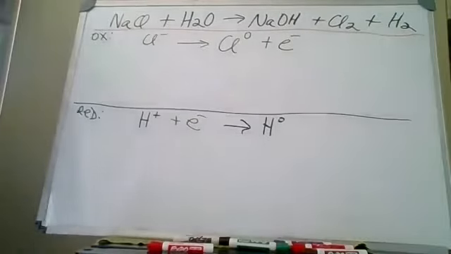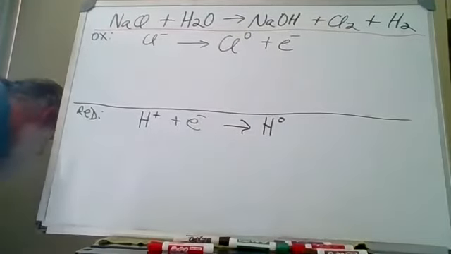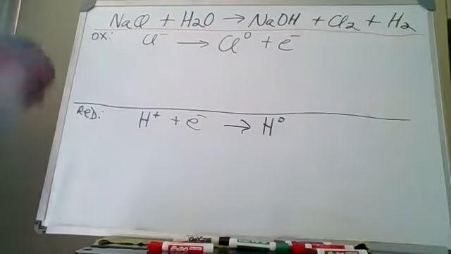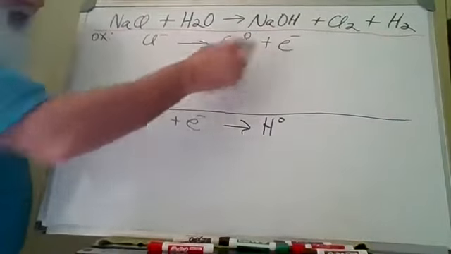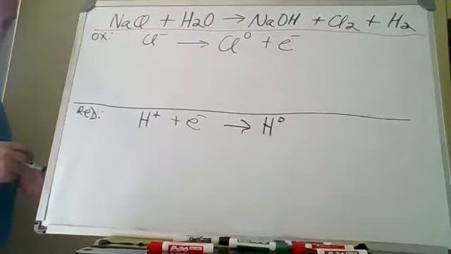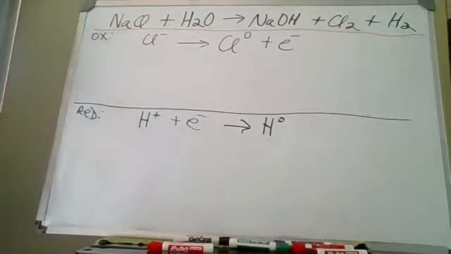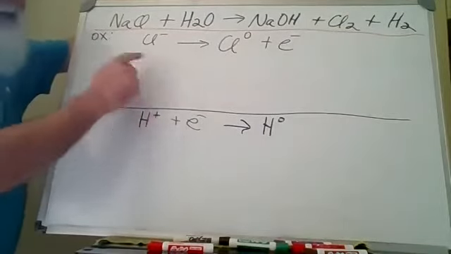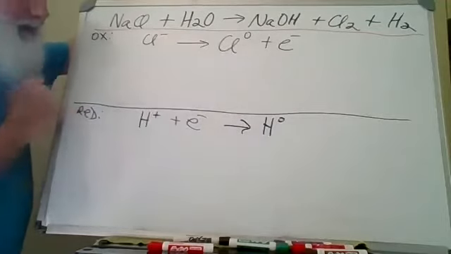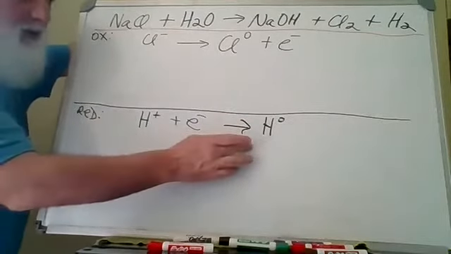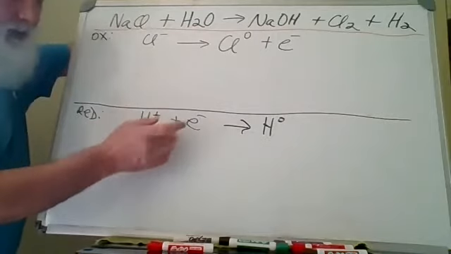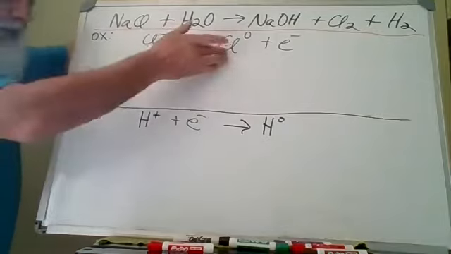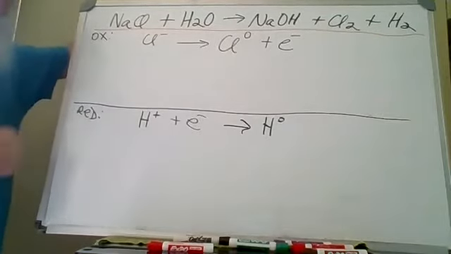Okay? Now, so we're kind of balanced. Remember, the key here, once you have your initial half reactions written, is to get the number of electrons the same. The number of electrons released by the oxidized species must equal the number of electrons gained by the reduced chemical species. We're already at that point here, right? We have 1 electron here and 1 electron here, so we're good.